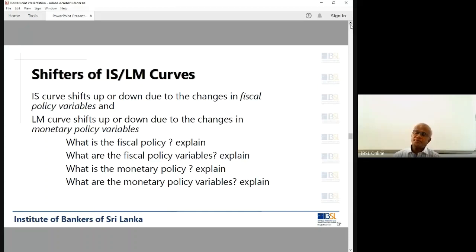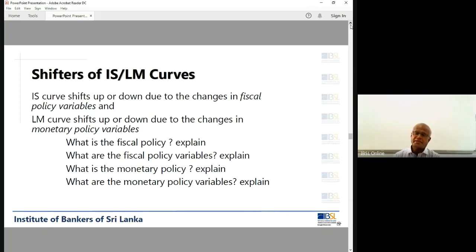Then the monetary policy is implemented by the central bank. The policies include the reserve ratio, the repo rate, and the reverse repo rate. The reverse repo rate is the standing deposit facility, and there is also the standing lending facility. So direct intervention can also be done.